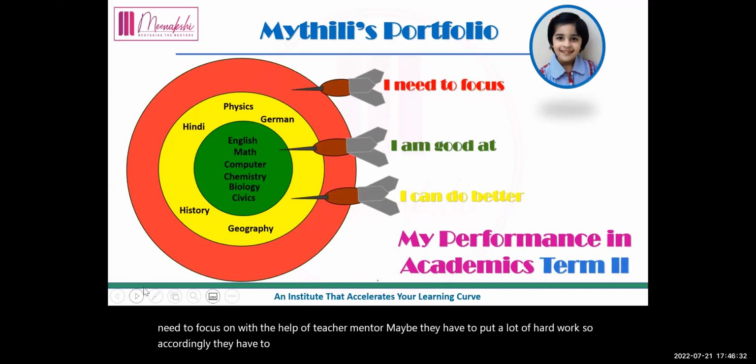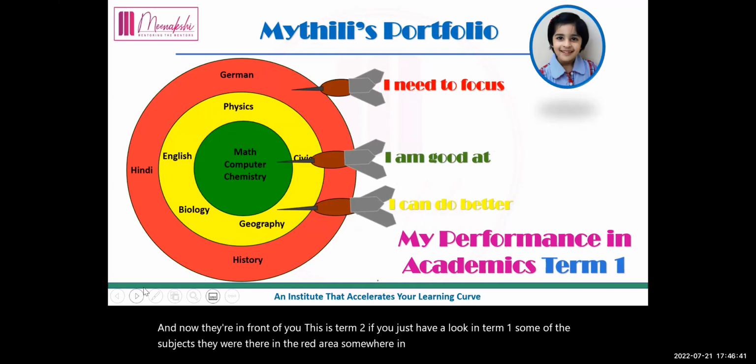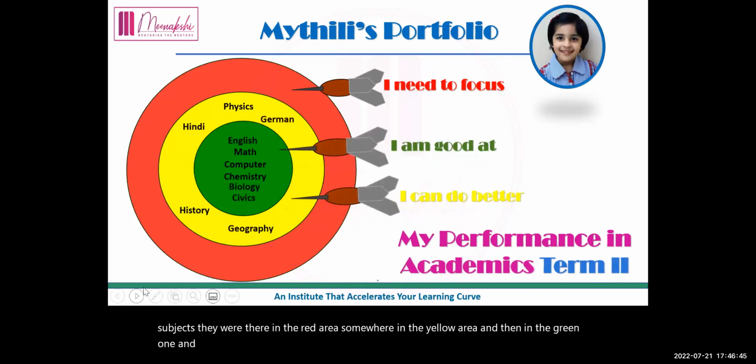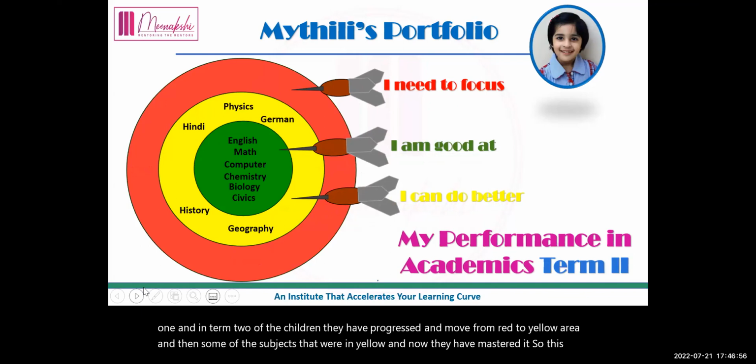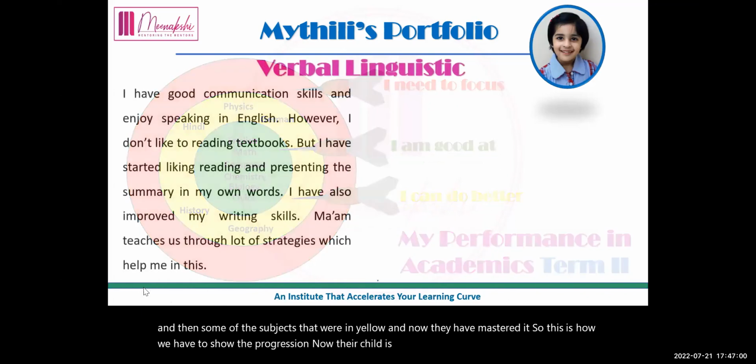And now in front of you, this is term 2. If you have a look at term 1, some of the subjects were in the red area, some were in the yellow area, and then in the green one. In term 2, the children have progressed and moved from red to yellow. And some of the subjects that were in yellow, they have now mastered. So this is how we have to show the progression. Now the child is assessing himself or herself.